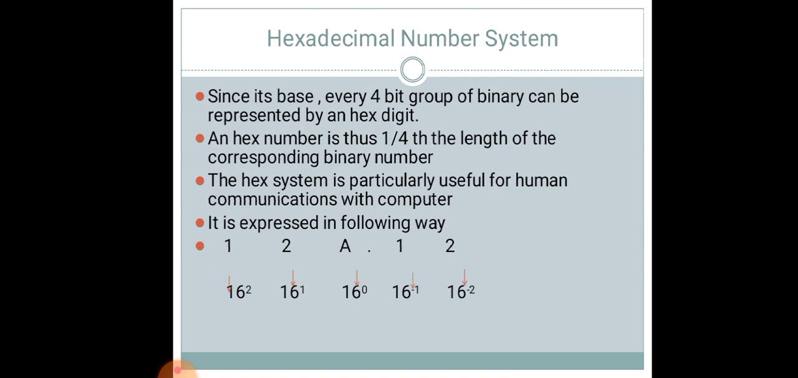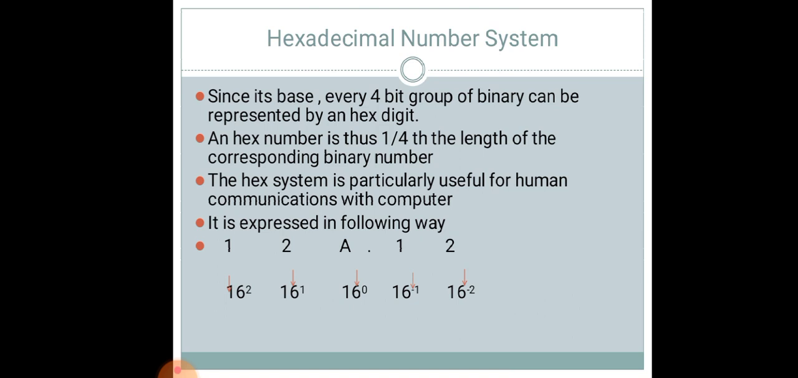So on your screen you can see the hexadecimal number 12A.12. Now here A is considered as 10 because for the number 10 we have taken the alphabet A. So after 9 each digit is represented with an alphabet. So for 10, the alphabet A is taken. Now give the weighted position to it.